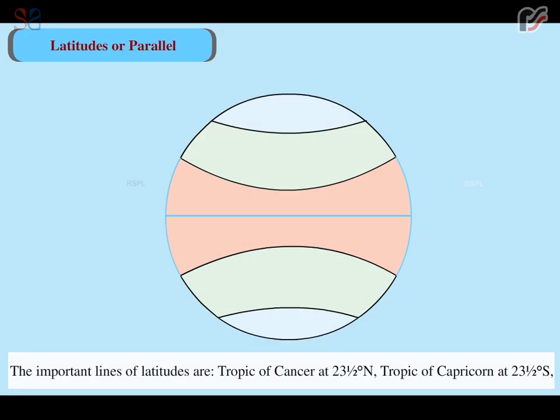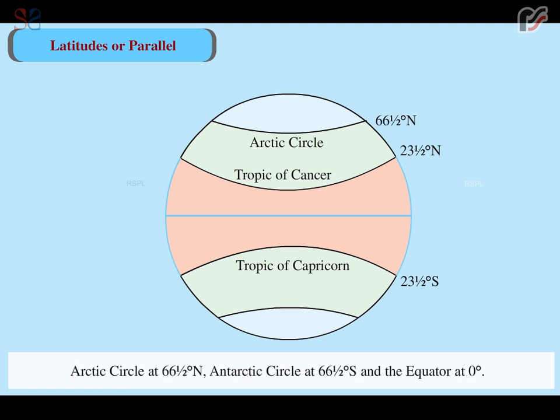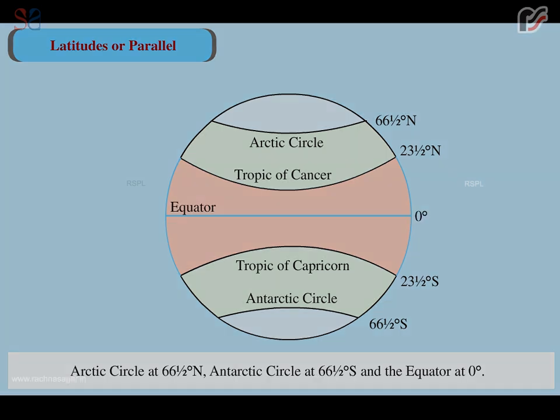The important lines of latitudes are Tropic of Cancer at 23.5 degrees north, Tropic of Capricorn at 23.5 degrees south, Arctic Circle at 66.5 degrees north, Antarctic Circle at 66.5 degrees south, and the equator at 0 degree.